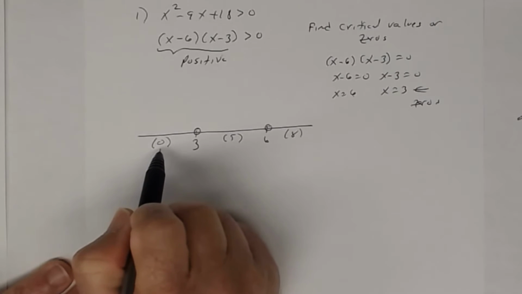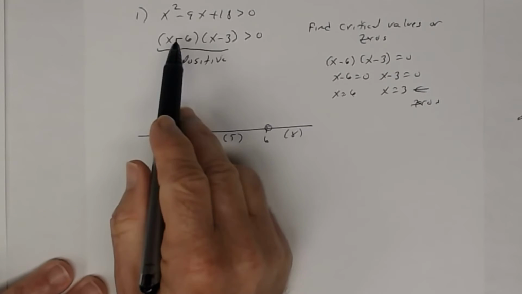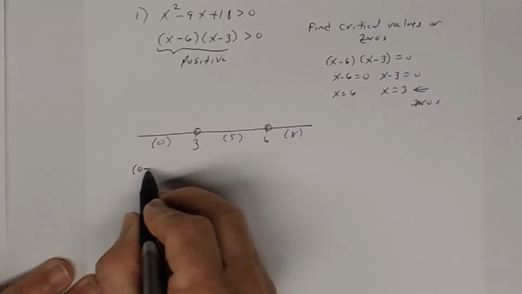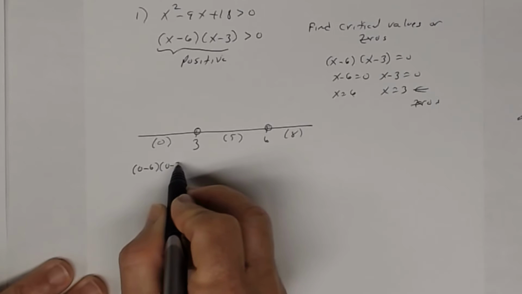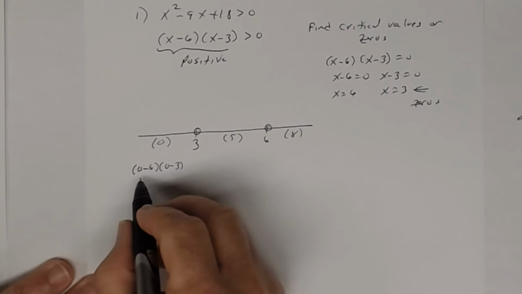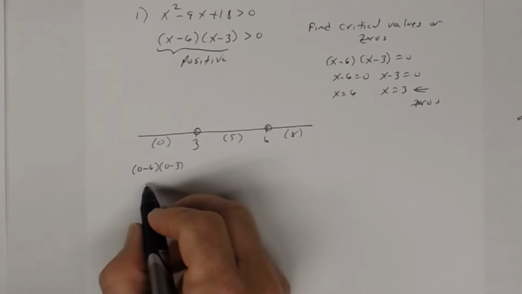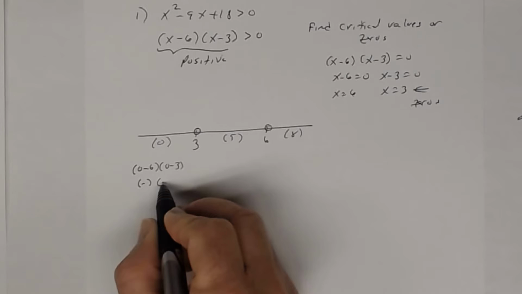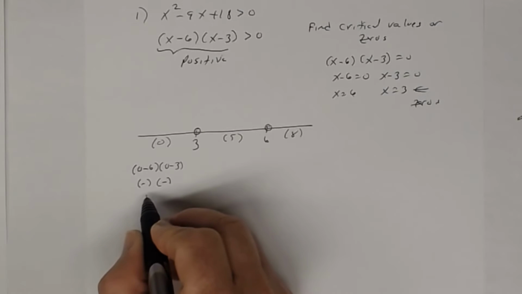So if you use a test point 0, where we see the variable x, and you substitute 0. So you're going to say 0 minus 6 times 0 minus 3. That's what that says, right? Well, 0 subtract 6, and all you're looking at is just a sign. That's a negative number. 0 minus 3 is a negative 3. That's a negative number. A negative times a negative is a positive.